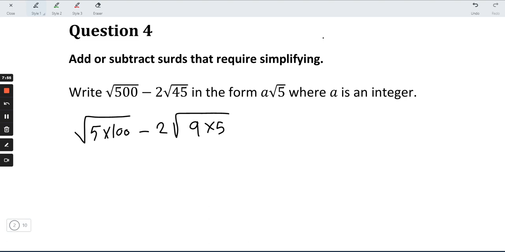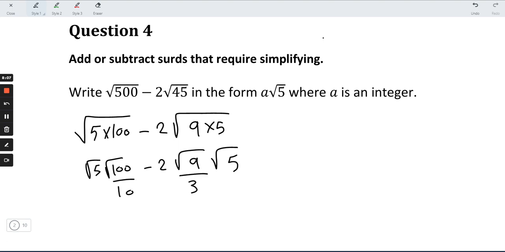Now here square root 5 times square root 100, minus 2 square root 9 square root 5. Here we have 10 and here we have 3. So we have 10 square root 5 minus 2 times 3, which is 6 square root 5. So 10 square root 5 minus 6 square root 5 is 4 square root 5.